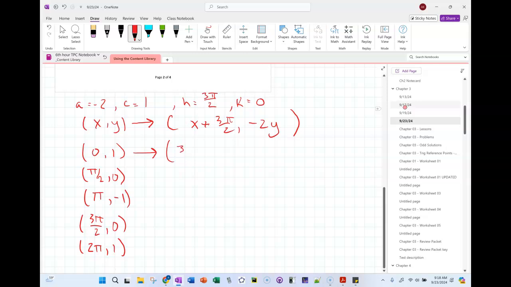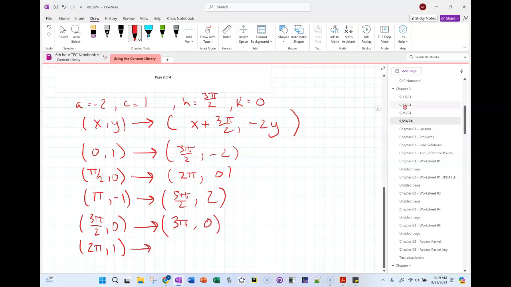So 0 plus 3 pi over 2 is just 3 pi over 2. -2 times 1 is -2. Pi over 2 plus 3 pi over 2 is 2 pi. And then 0 times -2 is 0. Pi plus 3 pi over 2 is 5 pi over 2. And then -2 times -1 is 2. 3 pi over 2 plus 3 pi over 2 is 3 pi. And then 0 times -2 is 0. And then 2 pi plus 3 pi over 2 is 7 pi over 2. And then -2 times 1 is -2.